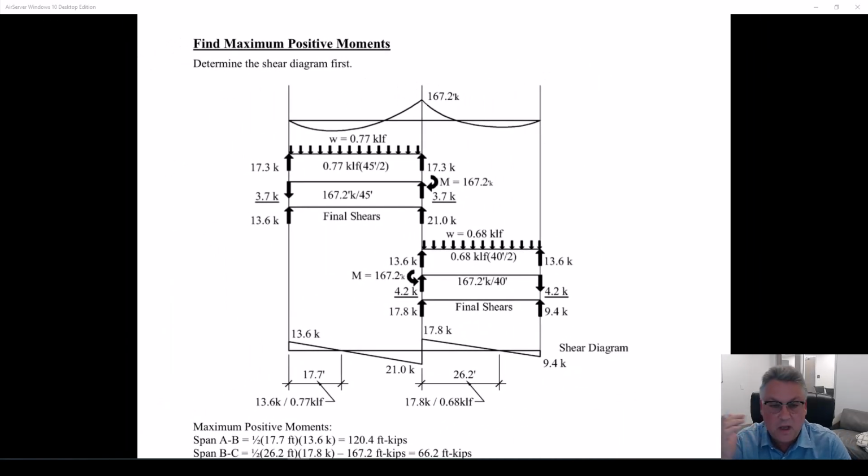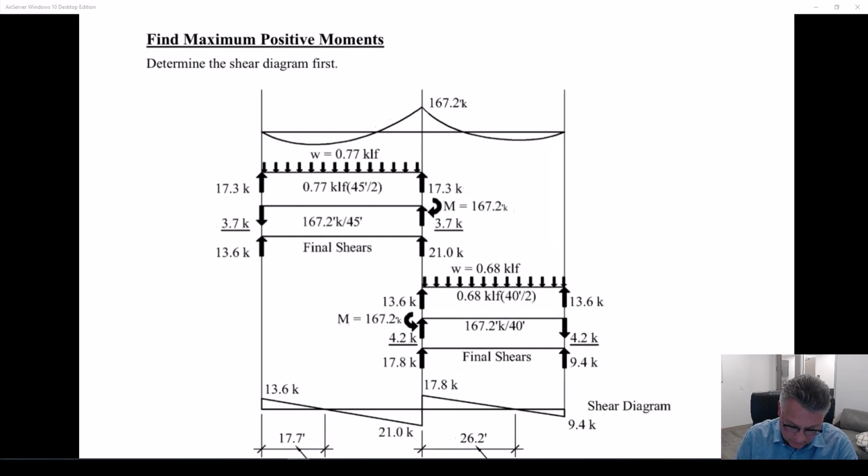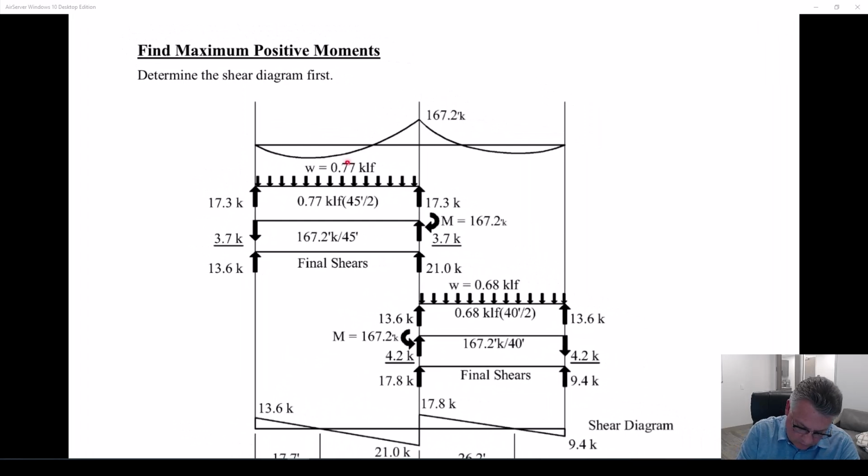We need to know what the positive moments are, but once we've done the moment distribution, every span is now statically determinate. Remember that. So we will look at span 1. Remember, the net load was 770 pounds per foot. This is the way I like to do this. You can do it any way you'd like. You can sum moments about this point and get that shear and then solve for that shear using statics.